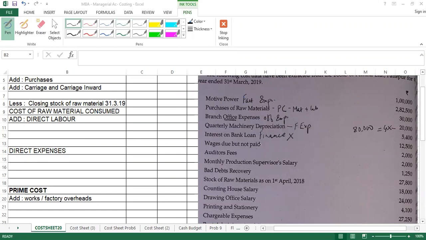Next. Wages due but not paid. Wages is concerned with your labor, so this is direct labor. This will go in your prime cost.